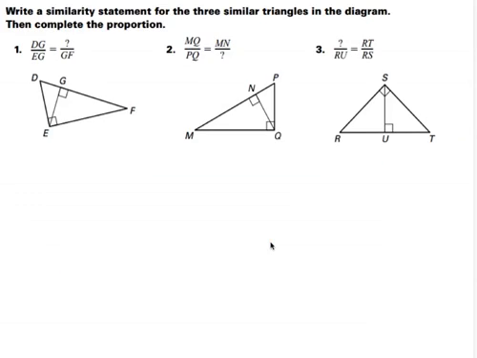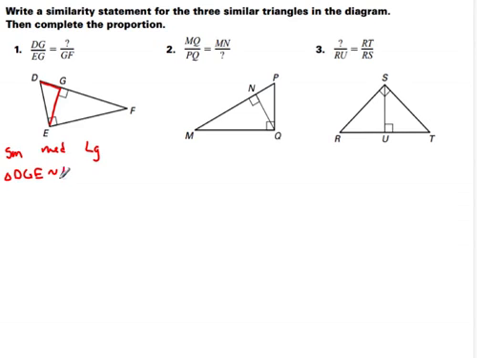The directions say write a similarity statement for the three similar triangles in the diagram, then complete the proportion. We'll start this off in a really specific way. We'll just talk about the small triangle to the medium triangle to the large triangle. So to start off with, this is going to be a triangle. I'm going to name this in a very systematic way. I'll just start with the short leg and move along the long leg. So this would be triangle DGE.